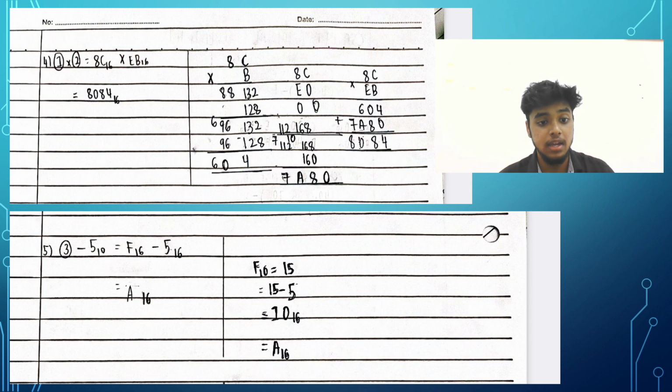The fifth step is step 3 minus 5, which is F minus 5. The final answer has to be in hexadecimal.